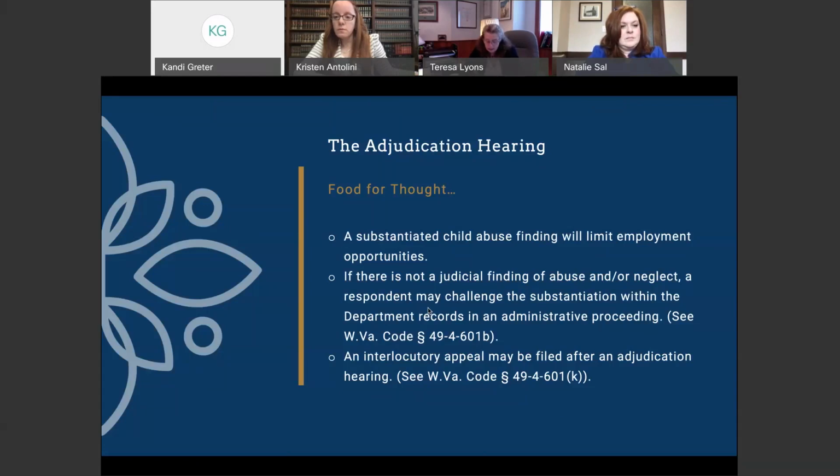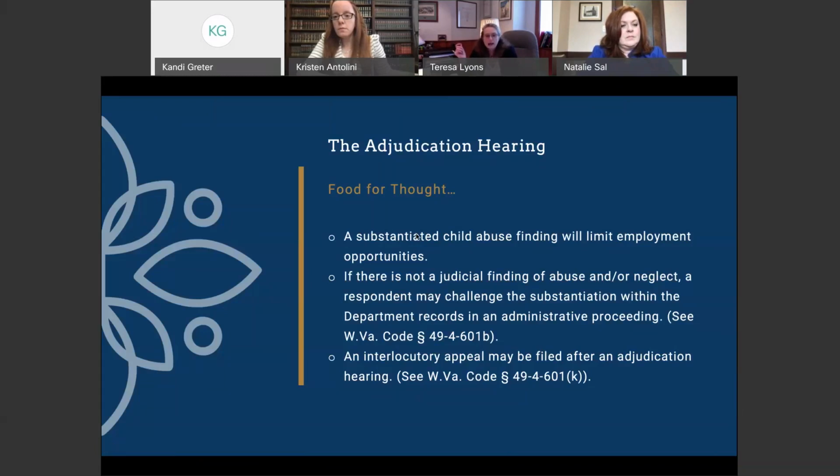If the parent is found not to be abusing or neglecting by the court, then he or she can challenge the substantiation in an administrative proceeding with the department. People have been allowed to do that before. However, there's a relatively new statute, 49-4-601(b), that allows for that specific situation if a court does not make a finding of abuse or neglect.